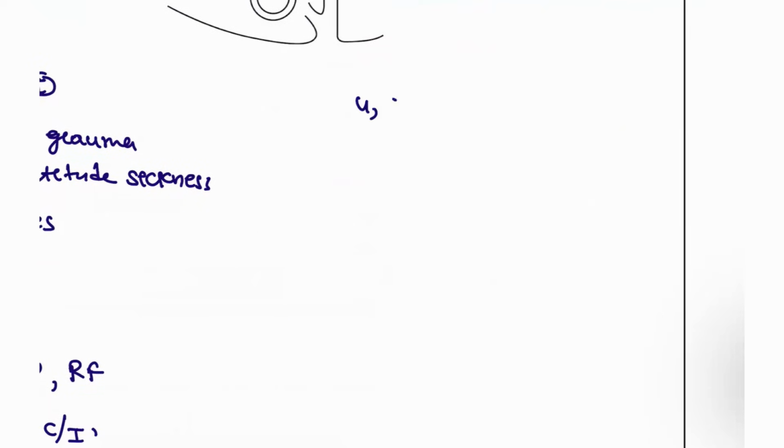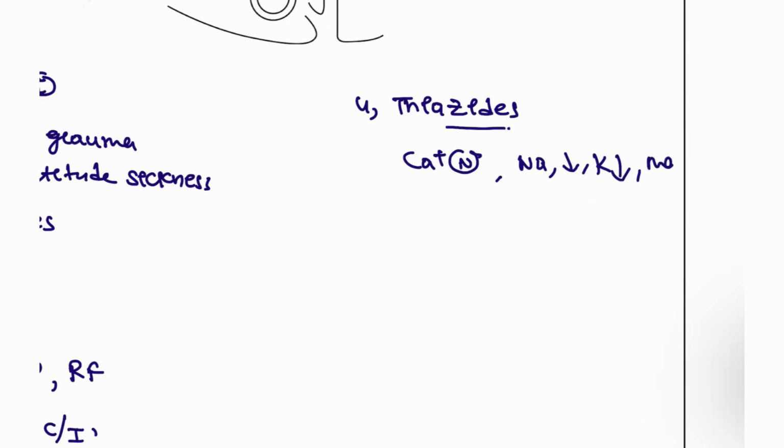Thiazides also act the same way, and all the drug names end with "thiazide". What they do is cause loss of every ion except calcium. So calcium will be normal. All the remaining ions, sodium, potassium, magnesium, and also chloride, will be decreased. But calcium will be normal in this patient.